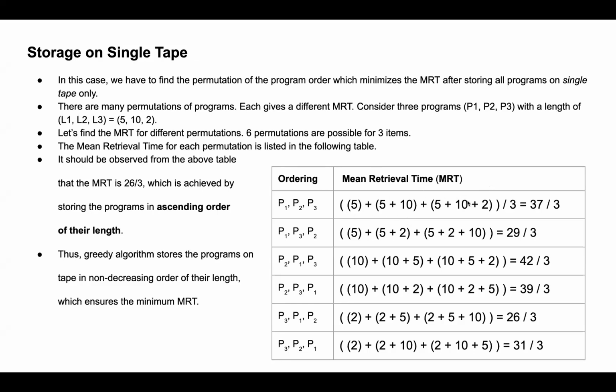What term comes here? 15 plus 5, it's 20, and 12 plus 5 is 17. 20 plus 17 divided by 3 becomes 37 by 3. Okay, it becomes 37 by 3.